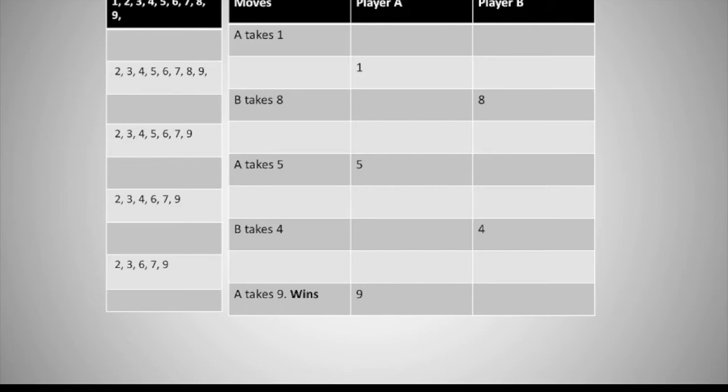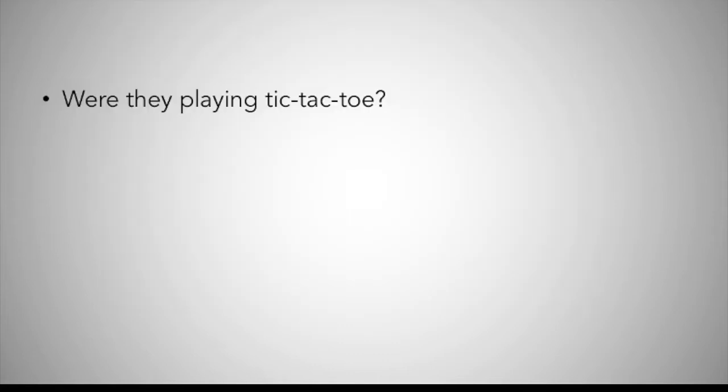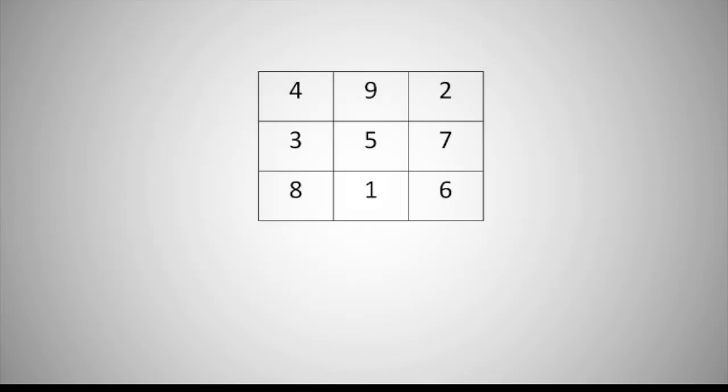Now I'm going to ask you a weird question. Are you ready? Okay. Were A and B playing tic-tac-toe? In order to answer this, first look at this square. It is called a magic square. Do you know why? Now, there are no bunnies coming out of it, but the reason is that each row, column, and diagonal adds to 15. So go ahead and convince yourself.